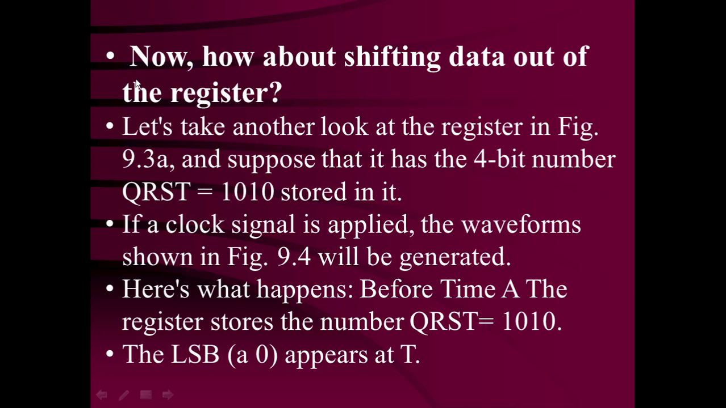Now we'll try to understand how the data will come out serially from the shift register. How about shifting the data out of the shift register? Let us take another look at the register in figure 9.3a. Suppose that it has the 4-bit number QRST equal to 1010 stored in it. So now we'll try to understand how the data comes out of the shift register in a serial fashion.